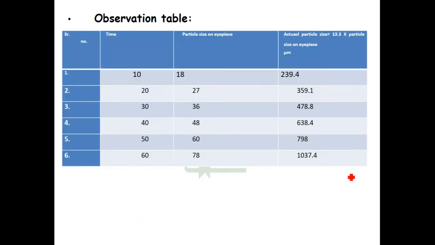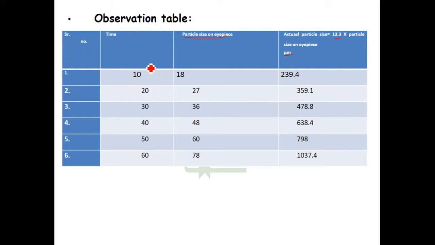Now let us see the observation table. The observation table is very simple. The first column consists of the time. Next is the particle size which we detected using the eyepiece, and then the actual particle size. As we have seen, the calibration of the eyepiece is 13.3 micrometers. So we will multiply 13.3 with these values, and that will be the actual crystal size, given in micrometers.